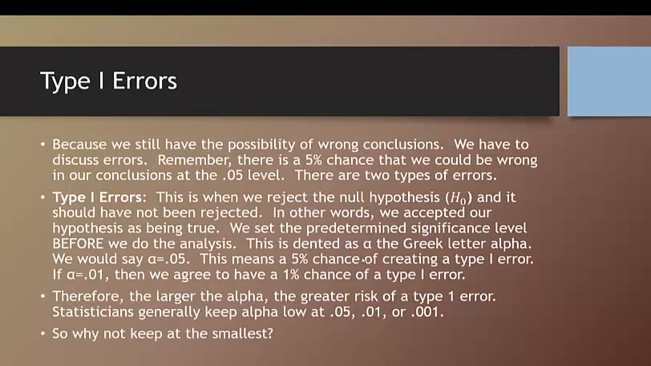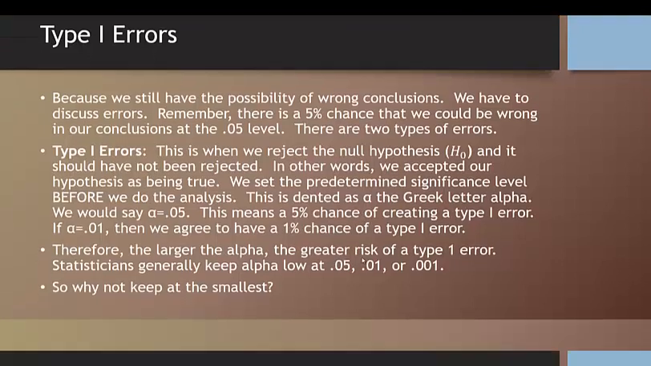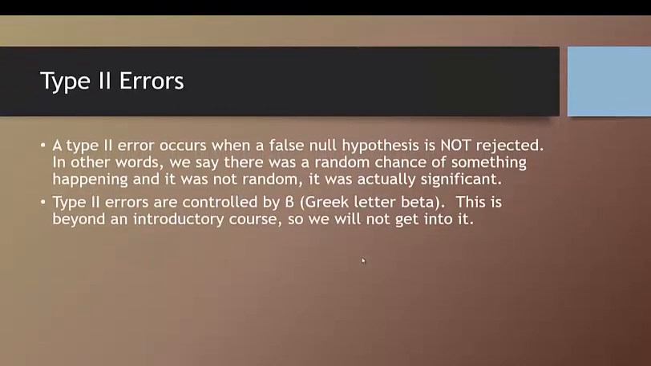So why not just keep the smallest number then? If we want to prevent ourselves from committing these errors, why not just go to the smallest number, and let's say we're going to do the 0.001, so that we are saying there's only a 1 in 1,000 chance that this was random. Well, at that side, we're in danger of committing a type 2 error. A type 2 error occurs when we have a false null hypothesis and it is not rejected. In other words, we say there was a random chance of something happening, and it was not random at all. It was actually significant.